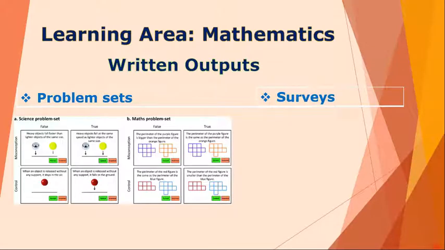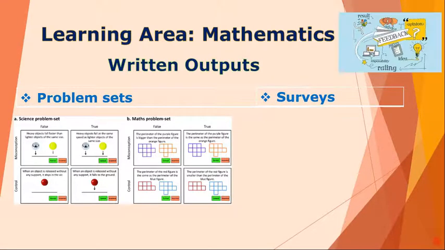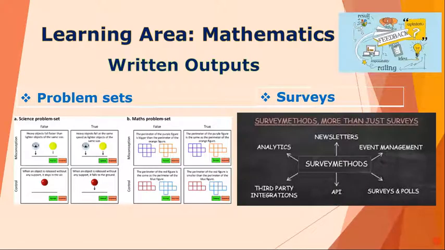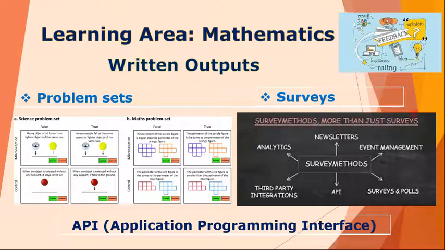Why do we need to take surveys? Because we need feedback. And these are the attributes of survey methods. And there is this API. And currently, this is common because the cell phone can download an app. Especially right now, say example are QR app and so on. So API means Application Programming Interface.